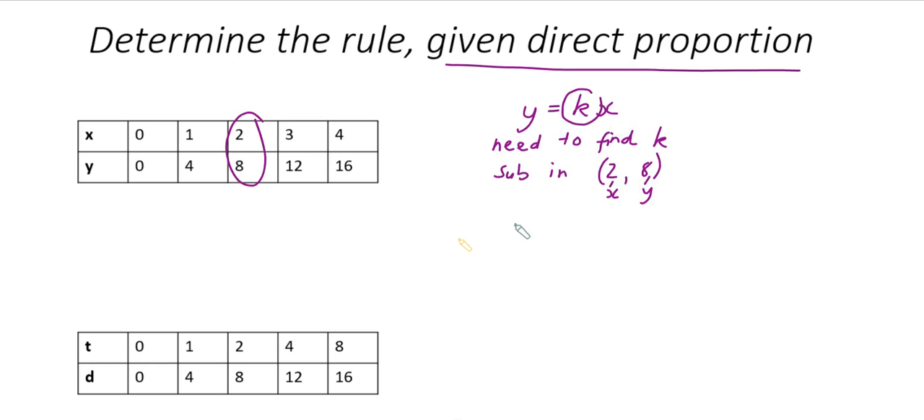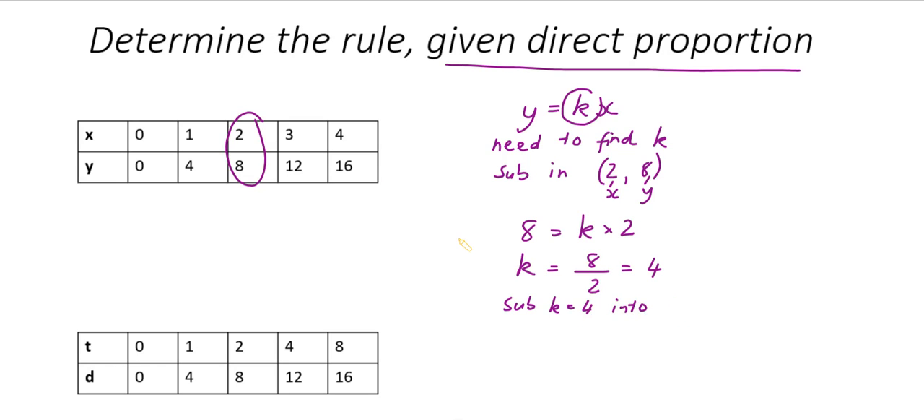So y equals kx, therefore 8 equals k times 2. Remember, kx is the same as k multiplied by x, not subtract, as I've seen a lot of students do. Now we've just got to rearrange for that k and then substitute it back in. So k will be 8 divided by 2, since I divide both sides by 2, and I get k equals 4.